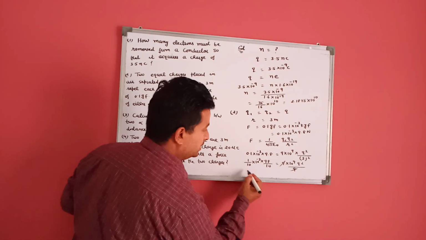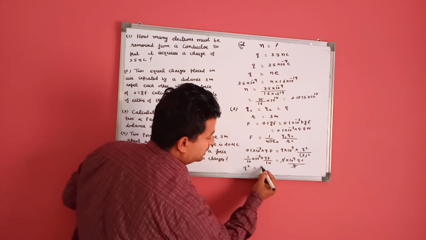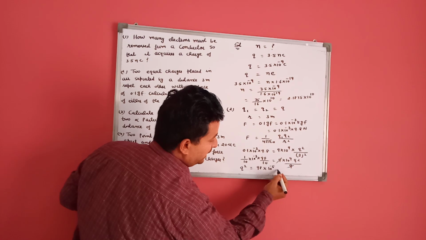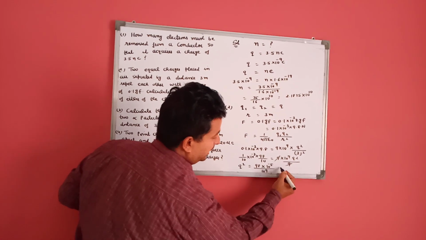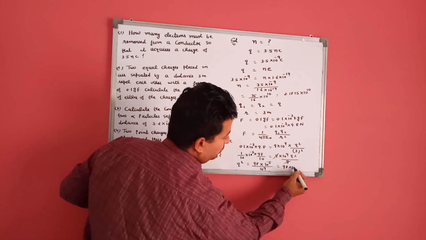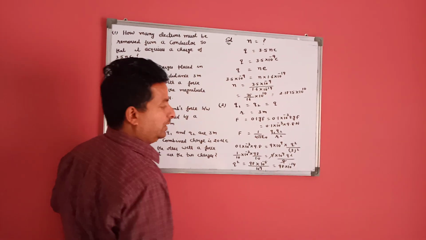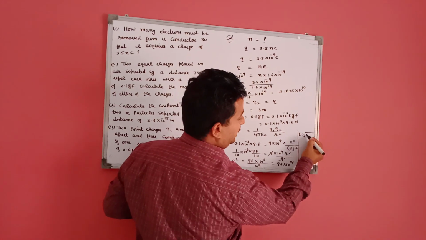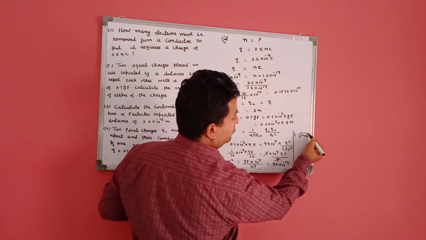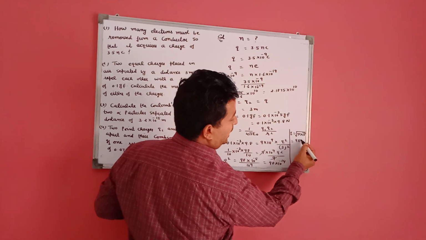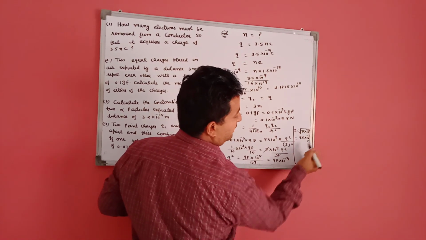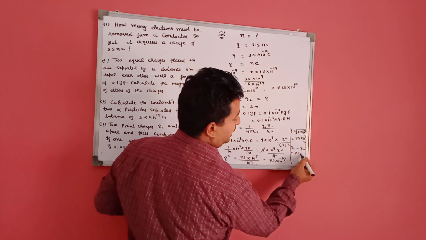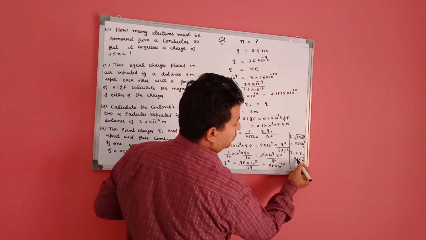This 9 cancels. Then the value of Q square is 98 into 10 to the power minus 5 divided by 10 to the power 9, which is 98 into 10 to the power minus 14. Take the square root of this value, that is 98 into 10 to the power minus 14, which is 9.9 into 10 to the power minus 7 coulomb. That is, the value of Q1 Q2 is 9.8 into 10 to the power minus 7 coulomb.